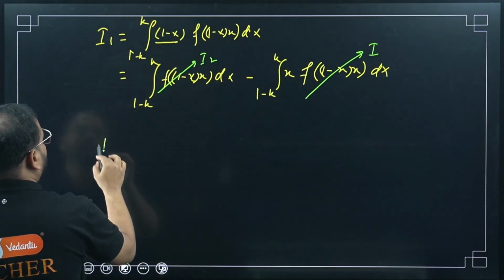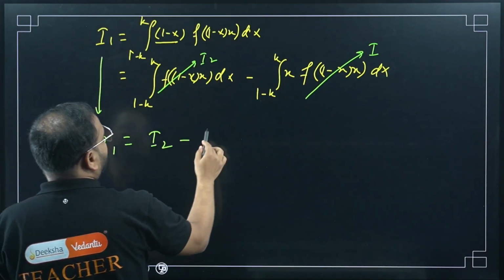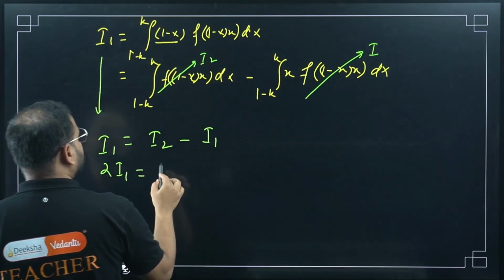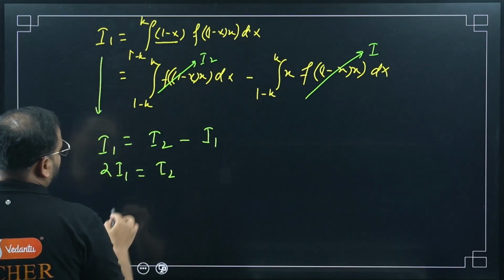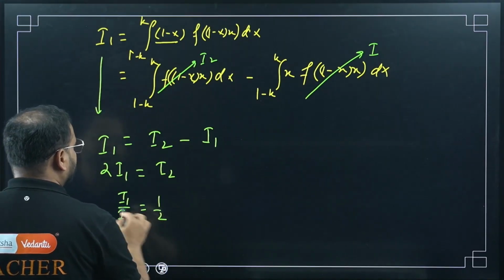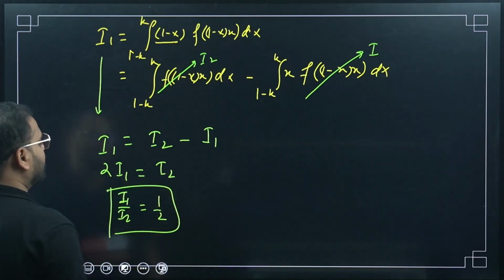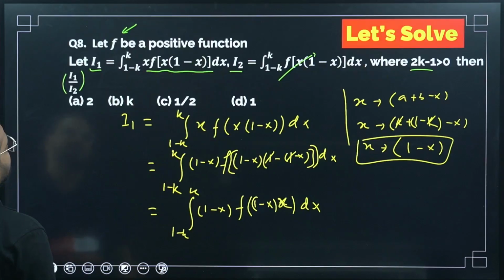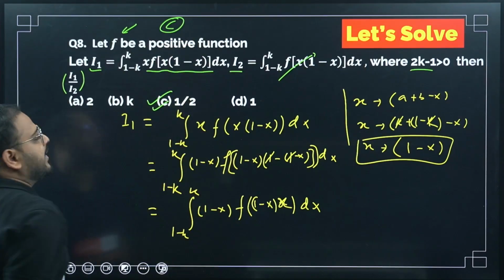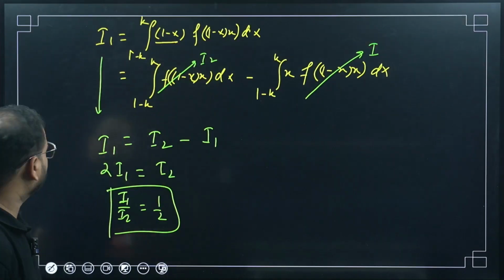What is my condition now? From here, I1 equals I2 minus I1. What do I get? 2I1 equals I2. I'm looking for I1 by I2, which equals 1 by 2. Please check, this I2 will come here, this 2 will go here, so 1 by 2. What is my answer? 1 by 2. Option number C, 1 by 2.